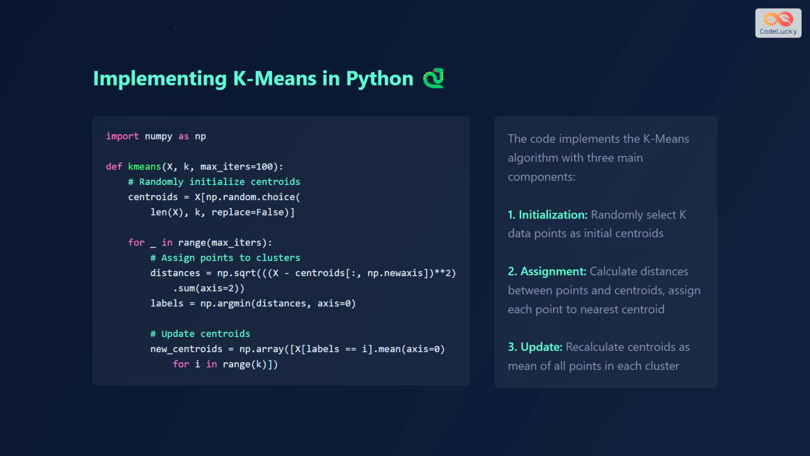Here is an example of how to implement k-means in Python using the NumPy library. First, import the NumPy library as np. Define a function called k-means, which takes the data X and the number of clusters k as input. Randomly initialize centroids by selecting k data points from X. Iterate up to a maximum number of iterations. Assign points to clusters by calculating distances to centroids and choosing the closest one. Update centroids by computing the mean of points in each cluster.